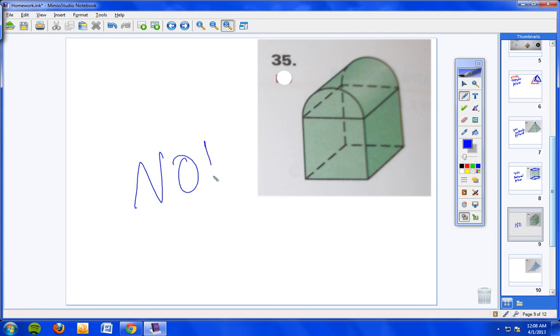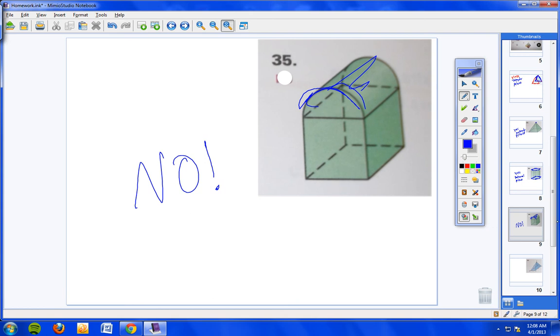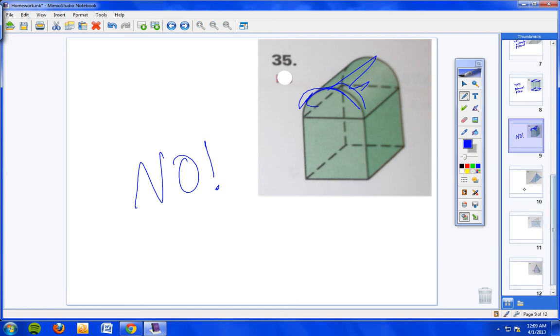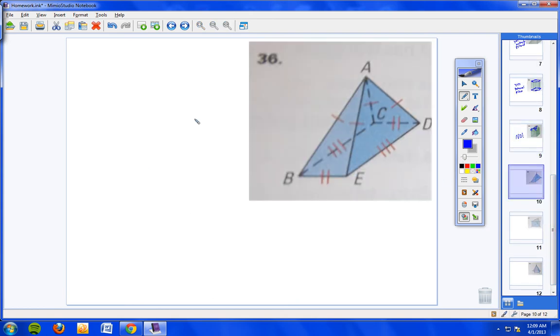35 is a resounding no. This is not a polyhedron. Look at this face up here. This face is curved. No, that is not a polyhedron. Okay? I did not mean to do that. Let's slide this down. All right, let's take a look at number 36.